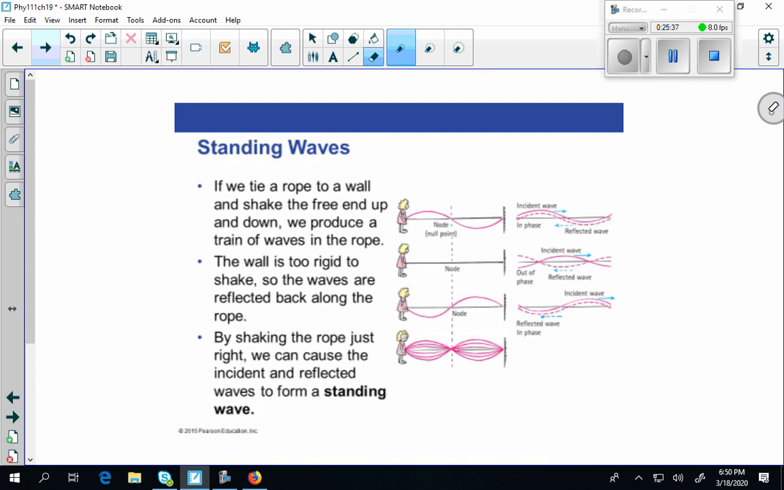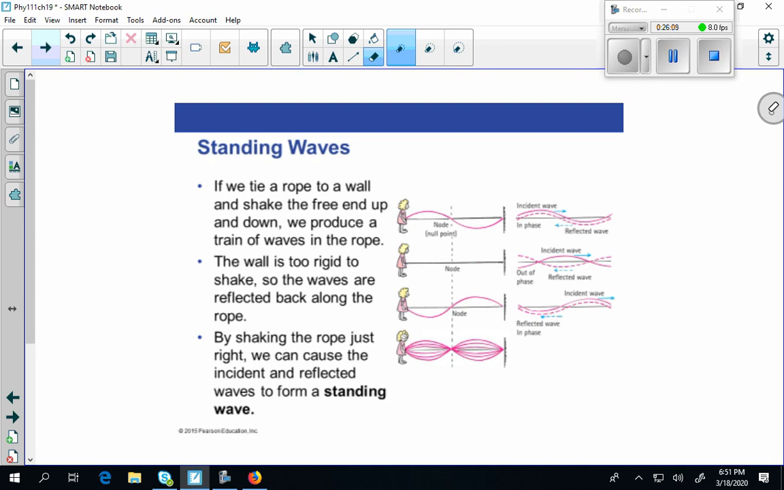A standing wave, you can think about like this. If you took a rope and attached it to a wall somehow, and you were shaking the free end up and down, it wouldn't just have to be a random pattern. At some point, you would fall into a standing wave. If you are shaking the free end up and down, you're making waves in the rope. The wall is not going to move. It would be impossible to move the wall with a rope, hopefully.